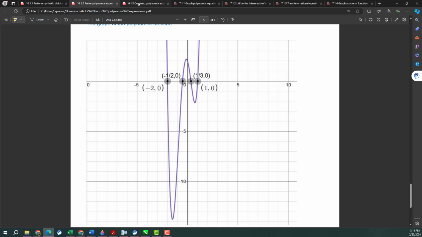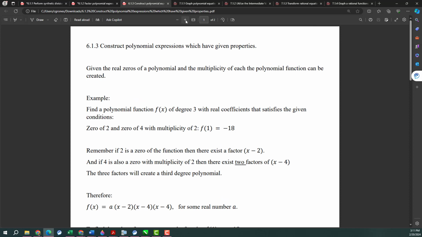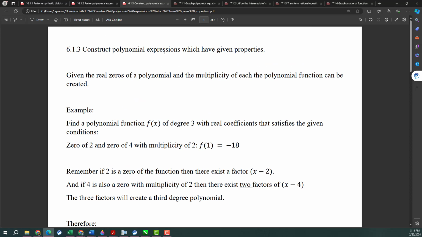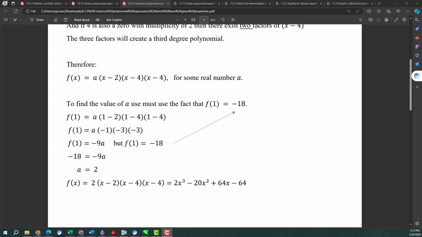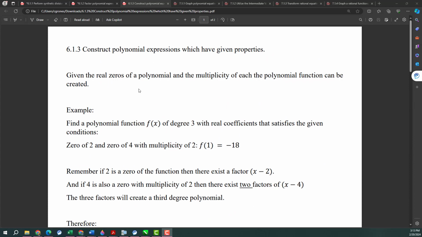Okay, so look at these notes. 6.3, construct polynomial expressions which have given properties. So 6.3, we are working backwards. They are going to give us the zeros of a polynomial, and then we're going to figure out what it is. So there is an example that you can look at, and it has a little bit of explanation. So look at this, and I'm going to do the homework questions for 6.1, 6.2, 6.3.